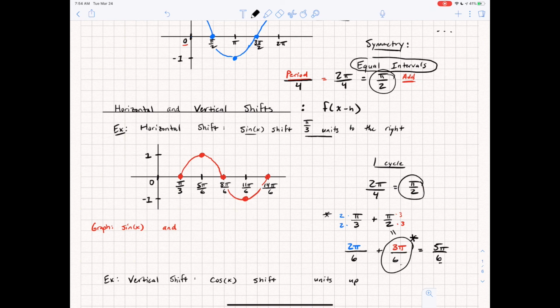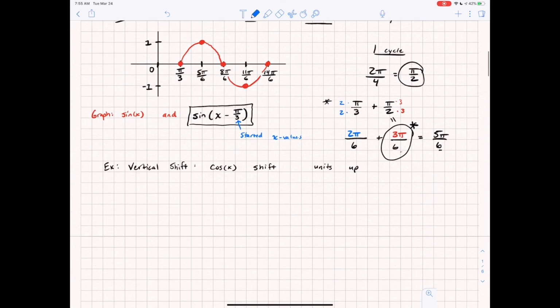So for this one, if I want to shift pi over 3 units to the right, then how I need to write this is sine of x minus pi over 3. This is going to take the original graph of sine of x and literally shift it to the right. And this point, again, right here, this pi over 3, this represented where we started in terms of my x values. Because originally, if we're always going to start at 0, then that means this new point is always going to be the next value.